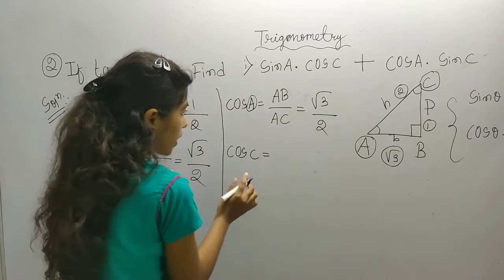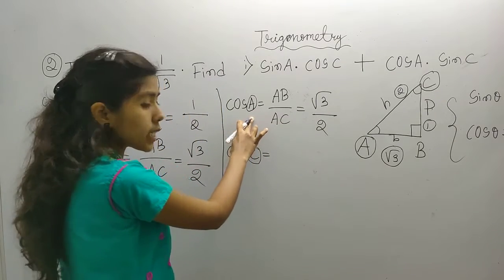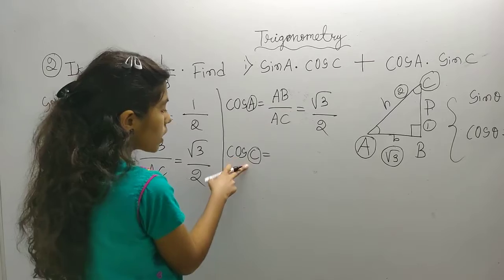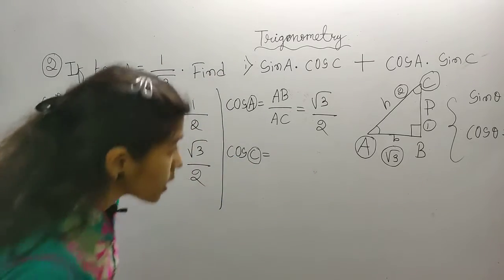Next we will go to cos C. Now you see, what is the angle now? The angle changed. Previously it was A, so now it is C. So again we have to change the angles.